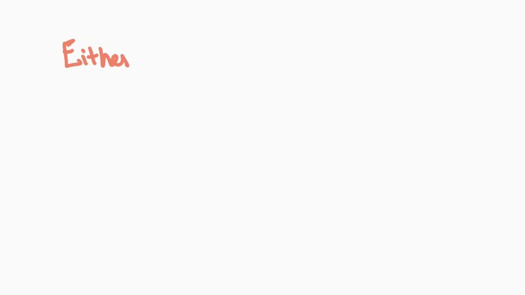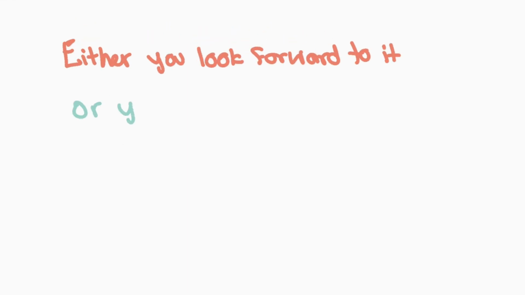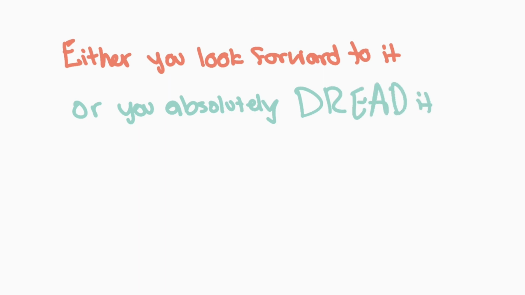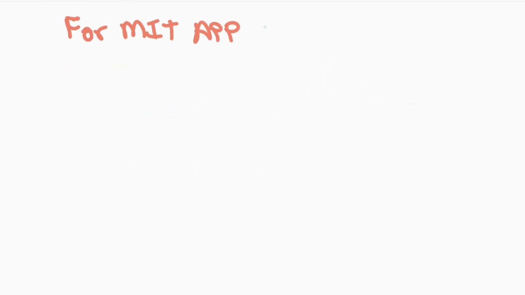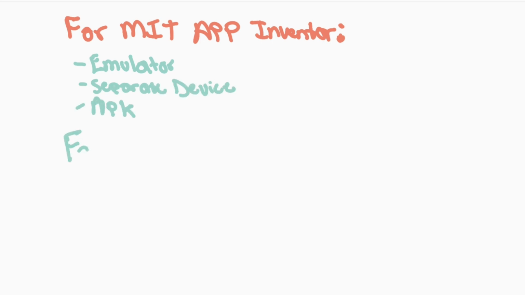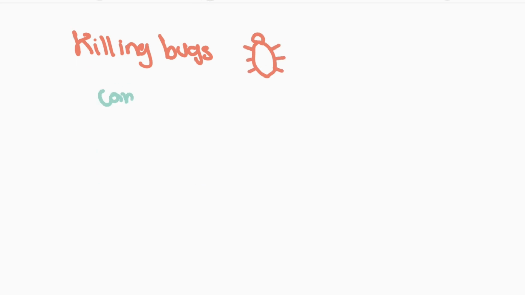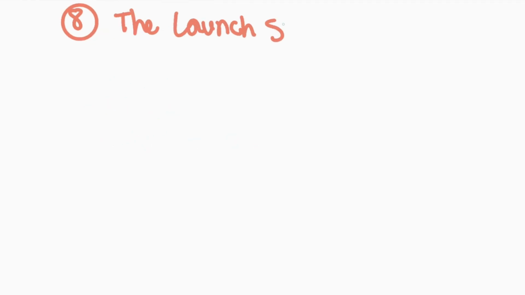Stop number 7 is the testing stage. For the stage that everyone either really looks forward to or absolutely dreads, this is where we start testing the application. By going through the testing stage, we will both use an emulator and an actual separate device, which we can use to test our application and kink out any bugs. Sometimes this can take forever though, which is why it's super important to have simple, reliable, and easy to read code.